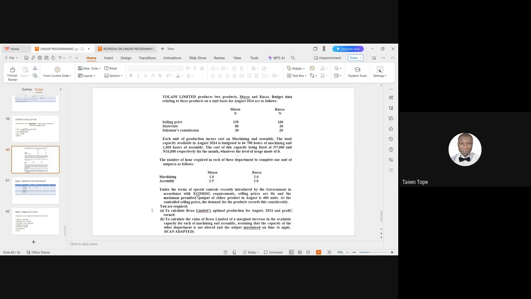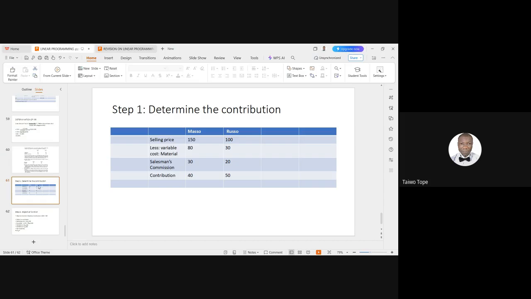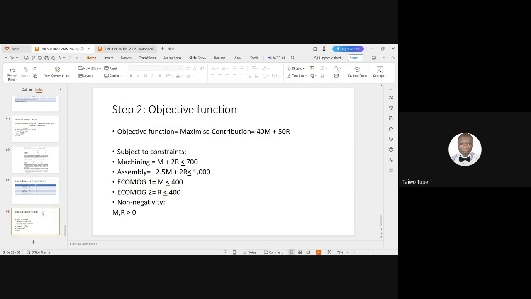Once you see profits and the question is not giving you something that is very clear, just solve. Get your total contribution less your fixed cost, you get your profit. So for you to get your contribution, you must solve further. So what next are we going to do?